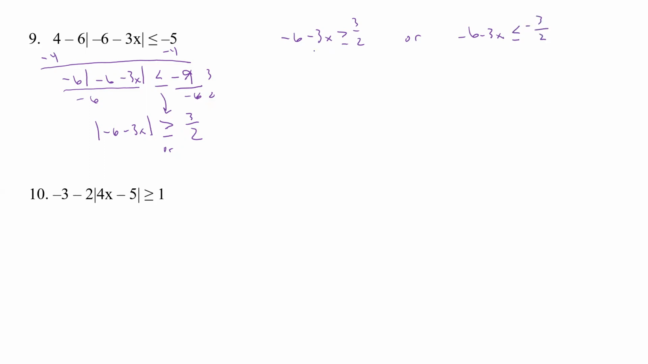Now we need to solve. Okay, well, this time I'm not going to take the 3x over here and do all the extra work. I'm just going to say let's add 6 to both sides. So then I have a negative 3x is greater than or equal to, well, now I have to get a common denominator, which is 2. So that's going to be 12 plus 3, so that's going to give me a 15 over 2.